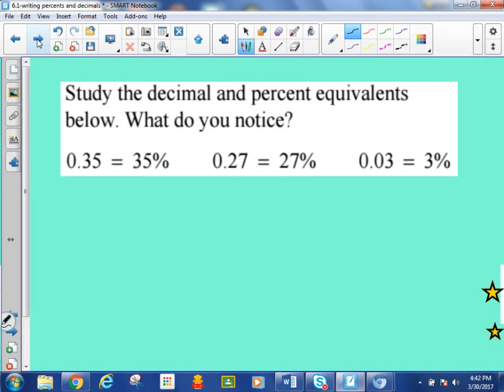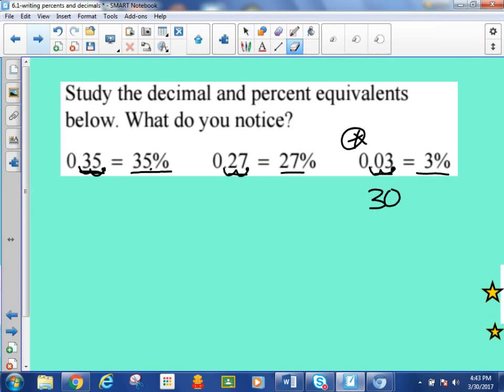You can see that here 35 hundredths is equal to 35%. 27 hundredths is equal to 27%. And 3 hundredths is equal to 3%. Simply put, the decimal place moves 1, 2. You can see 35 moves 1, 2. There's 27%, 1, 2. And this one is important. This is not 30%. It is 3%. Make sure you move that decimal place only 2 spots. All right, let's get some examples.